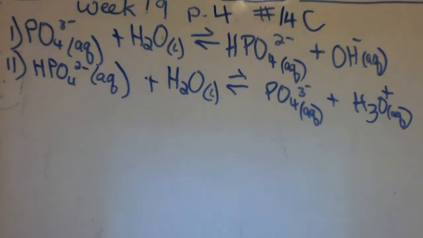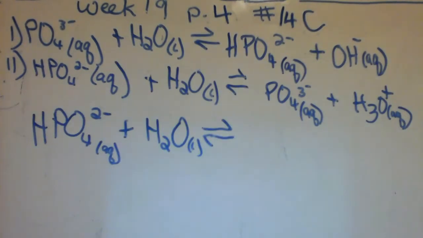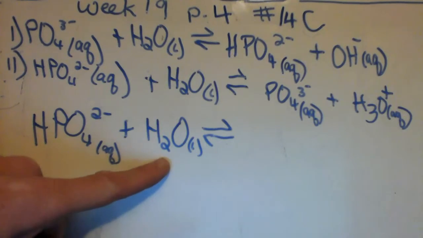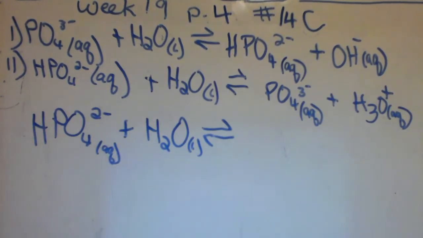Week 19, page 4, number 14c says, write the equation for a reaction in which phosphoric acid acts as a base and water acts as an acid. So we'll start with phosphoric acid. I've started with phosphoric acid, and I add it to water because we know this is going to happen in solution.